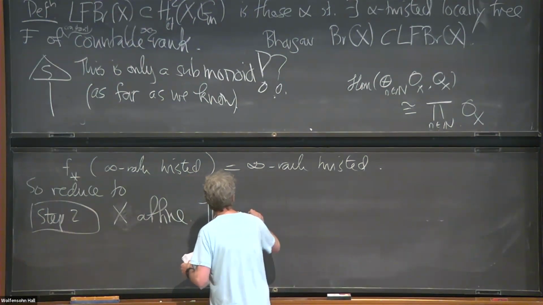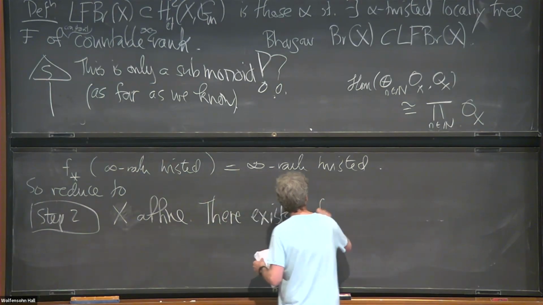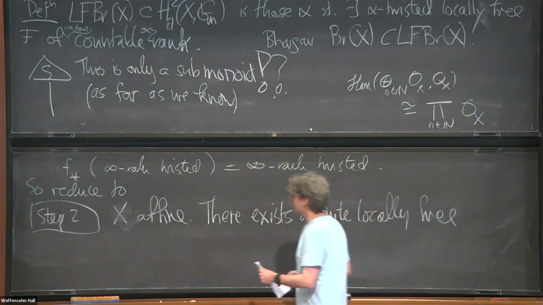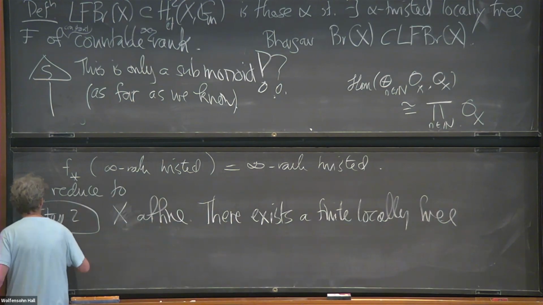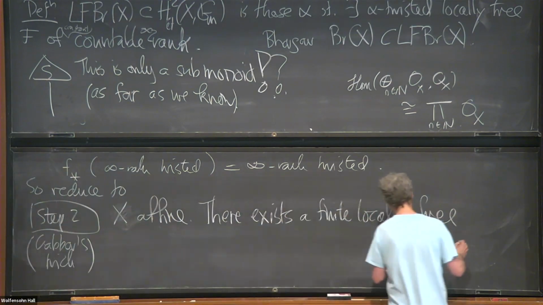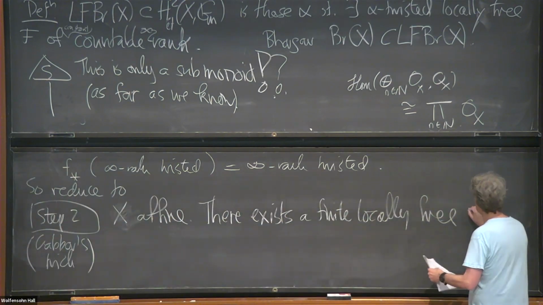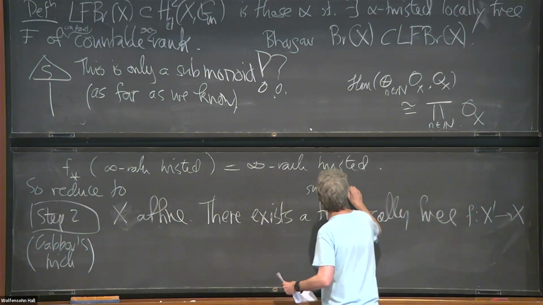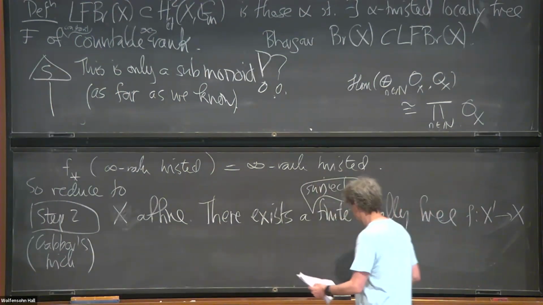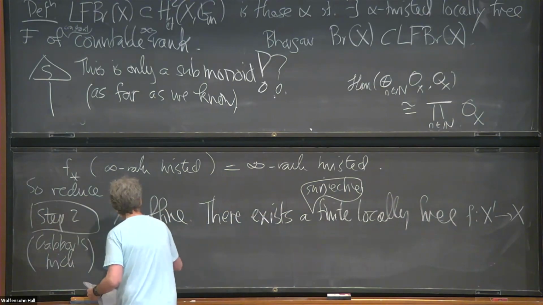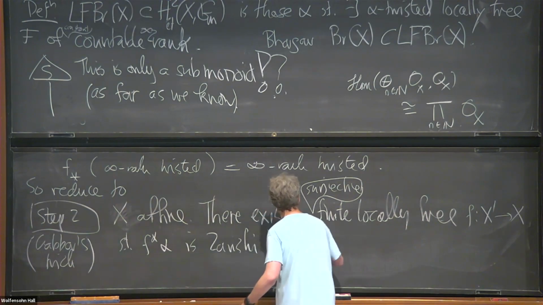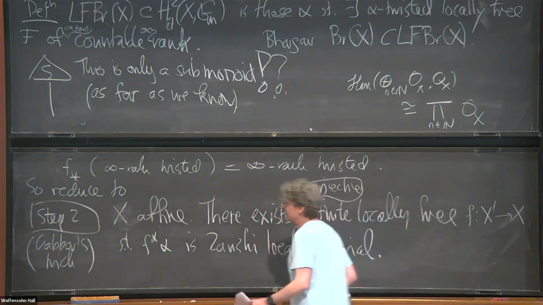So this then immediately means there exists a finite locally free surjective f from X prime to X such that f upper star alpha is Zariski locally trivial. This is Gabber's trick. So let me go over it again, right?